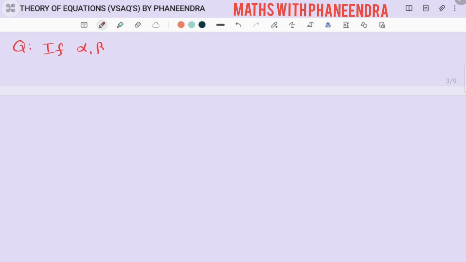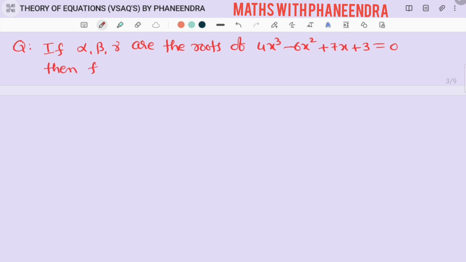If alpha, beta, gamma are the roots of 4x cube minus 6x square plus 7x plus 3 equal to 0, then find alpha beta plus beta gamma plus gamma alpha. So once you understand the question, indirectly they are asking to calculate, it is a cubic equation, no? Sum of the product of the roots taken two at a time. That means S2 they are asking.